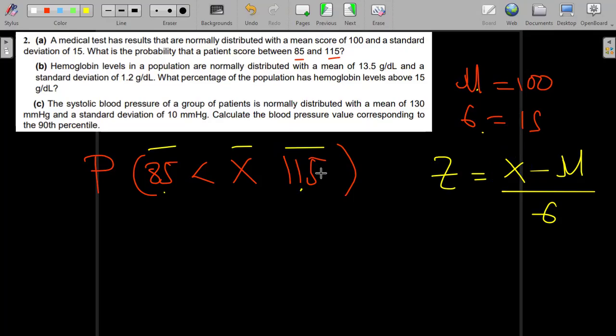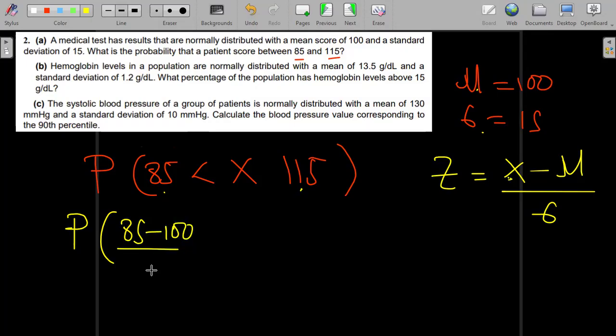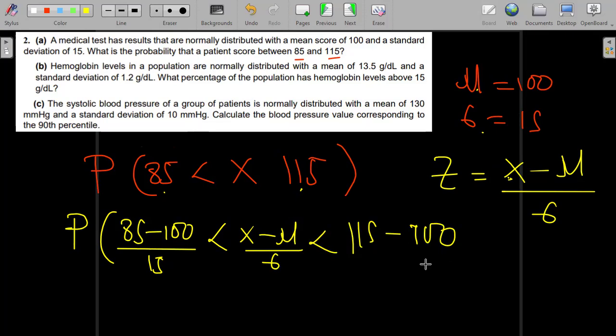So we can convert those to a z-score. That's what we are going to do. This will become the probability of 85, which is representing the x, minus the mean, which is 100, divided by 15. Then x minus the mean, divided by the standard deviation, will be 115 minus 100, divided by 15. So this is what we have.